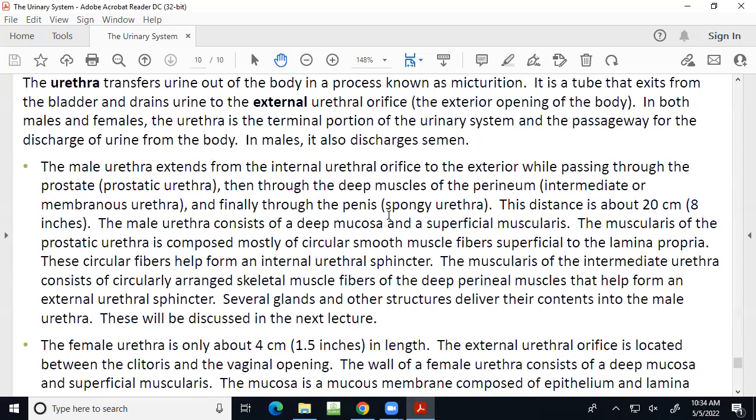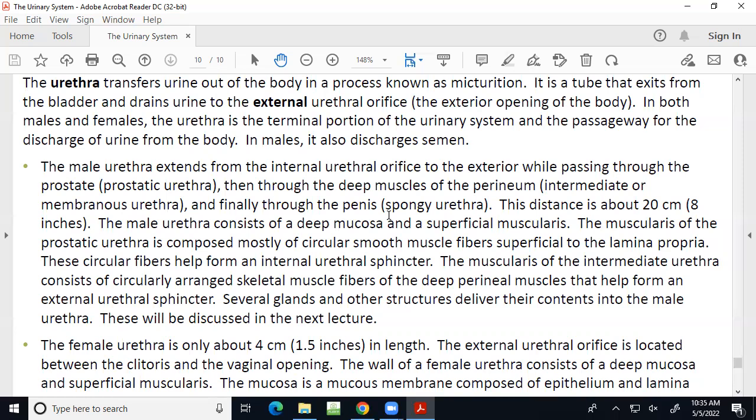Okay. In both males and females, the urethra is the terminal portion of the urinary system and the passageway for discharging urine from the body. Okay, but here's a big difference. In males, it also discharges semen, so it's a common structure for the urinary and reproductive systems, which we'll be talking about again in our next lecture.